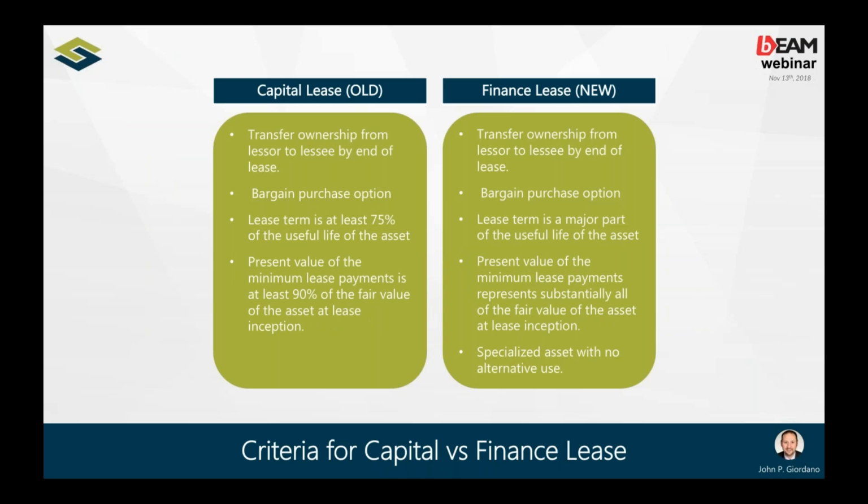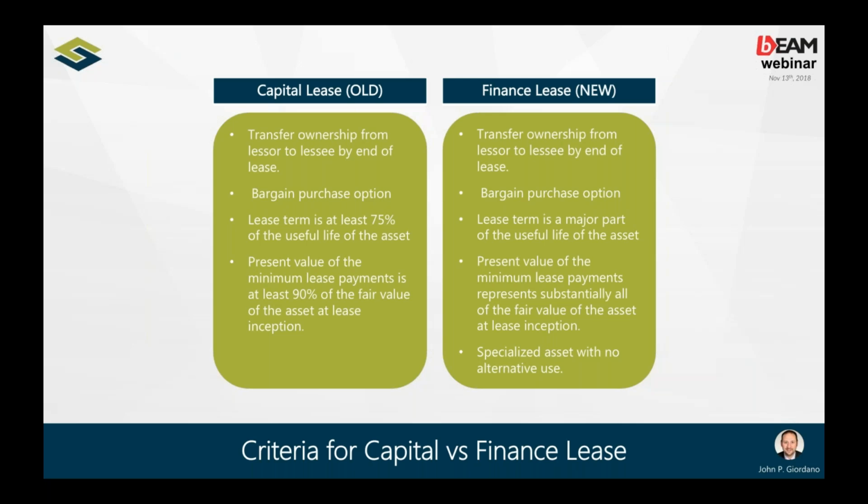Hi, everyone. Just to follow up on what John has been saying, looking at the criteria for capital lease versus finance lease, which is the old versus the new, you'll notice that the criteria are essentially the same, except for bullets 2, 3 and 4, and the addition of a 5th bullet. The old way of recognizing a capital lease was the bright line test, meaning an actual number you had to reach: 75% of the useful life of the asset in bullet 3 and 90% of the fair value of the asset at lease inception in bullet 4.